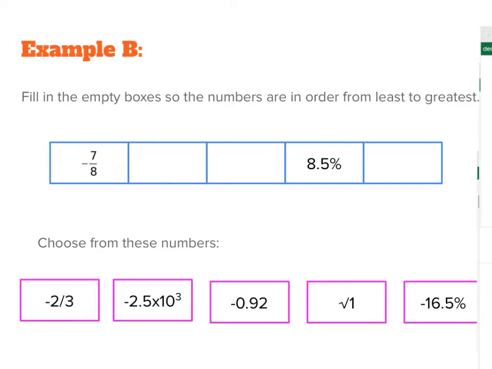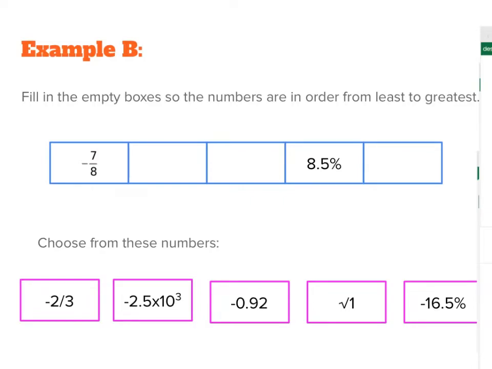First it says fill the empty boxes, so the numbers from least to greatest, and it gave us 2 of the numbers. So we're going to try and figure out the numbers that fit in between those numbers to make this statement true. So the first thing that we need to do, as we learned in example A, since we have all these different type of numbers, is turn them all into decimals. But we don't just turn the numbers we have to pick from into decimals. We also have to turn the numbers that we have in the boxes already into decimals. That way we can compare them.